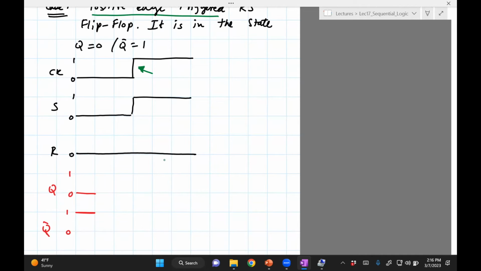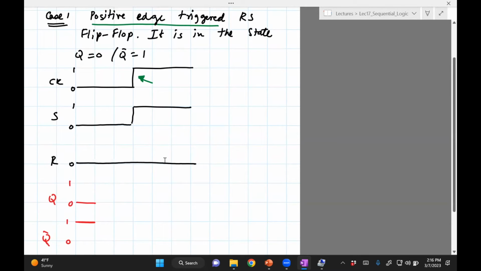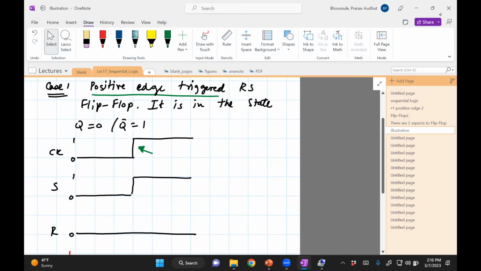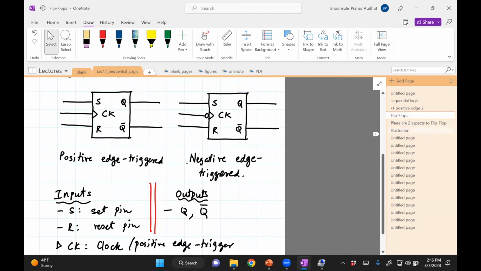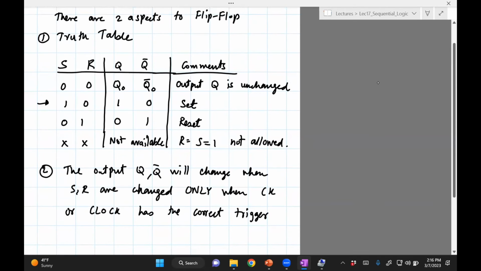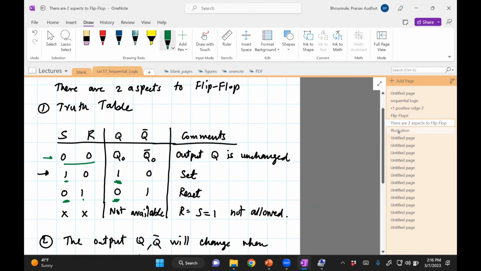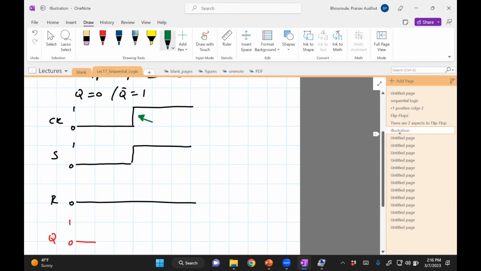Now what will happen is, we know from the truth table, if you go to the truth table, you see that if it's 0, 0, then it remains unchanged. 1, 0 will set Q to 1. So basically, if S is 1, R is 0, then Q takes on the value of S. If 0, 1, then it takes the value of S. And then 0, 0, it's unchanged. So we just have to look at that in order to figure this out. So let's go back.